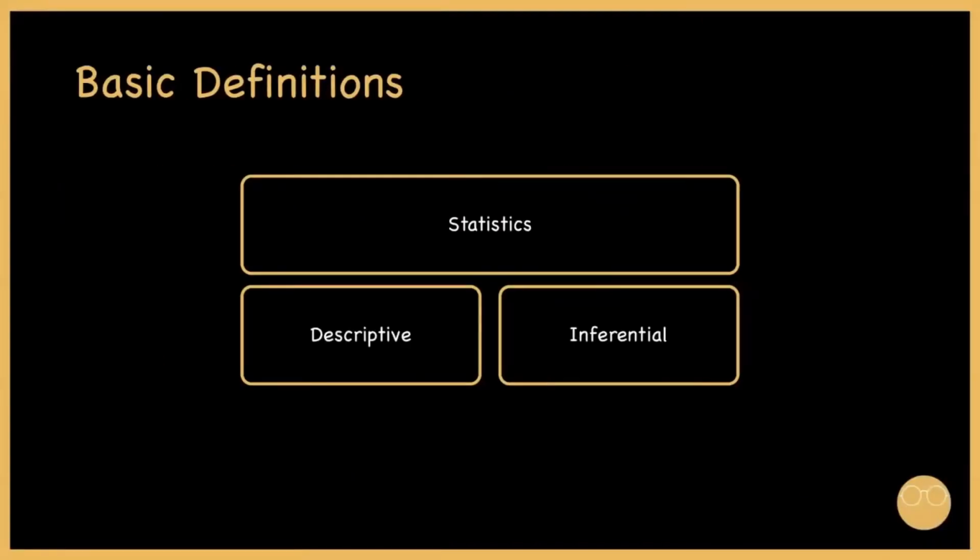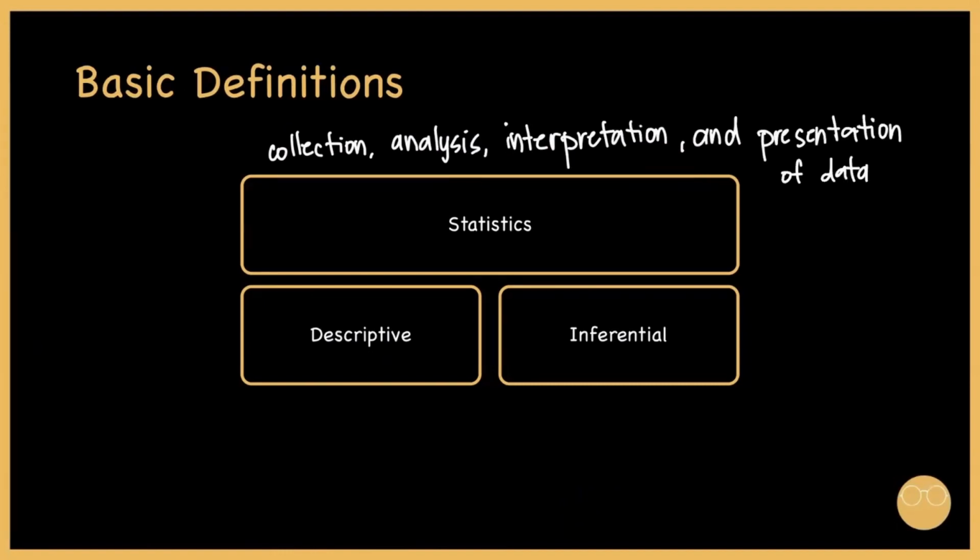To start, let's define statistics. The science of statistics deals with the collection, analysis, interpretation, and presentation of data. There are two basic branches of statistics, namely the descriptive and inferential.